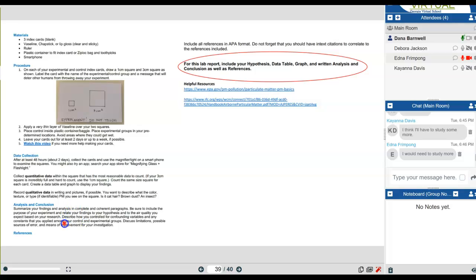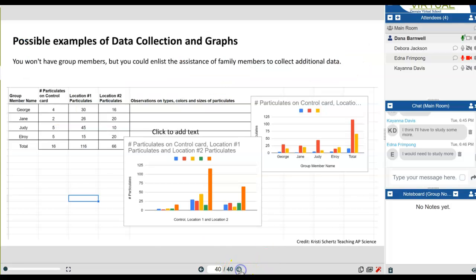And then also in your conclusion, you're going to want to be able to explain the limitations of your experimental design and the possible sources of error and how you would go about improving that going forward. Okay. And then the very last thing I'll leave you with, these are some examples of some possible graphs. Your graph doesn't have to look exactly like this.